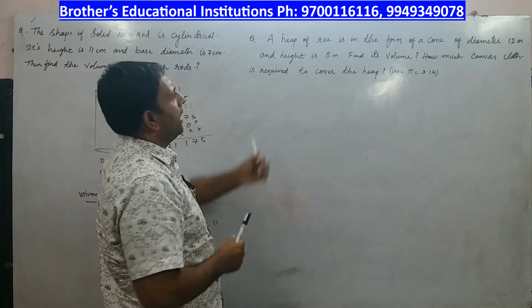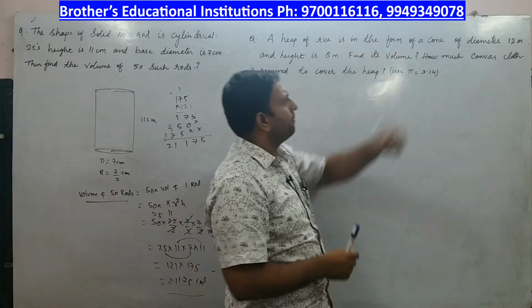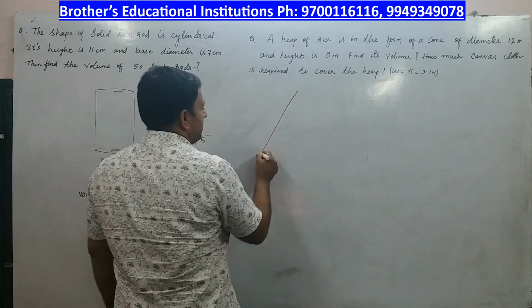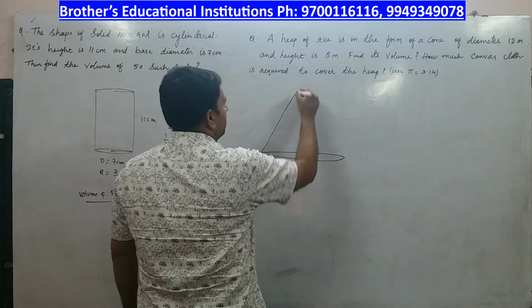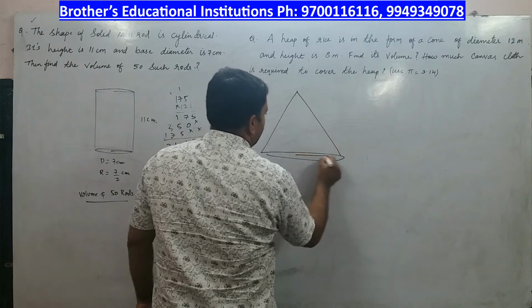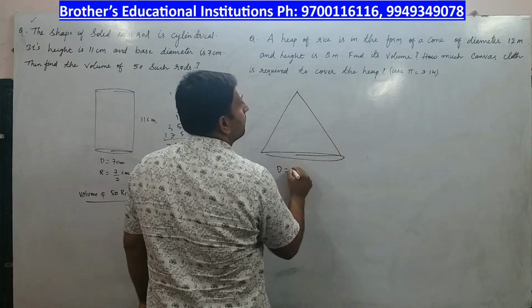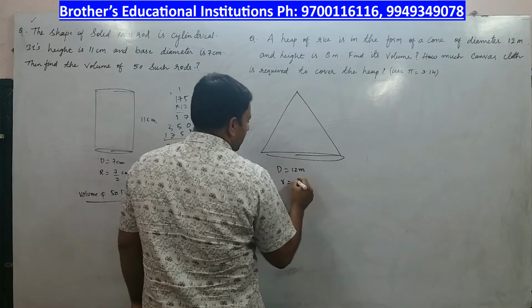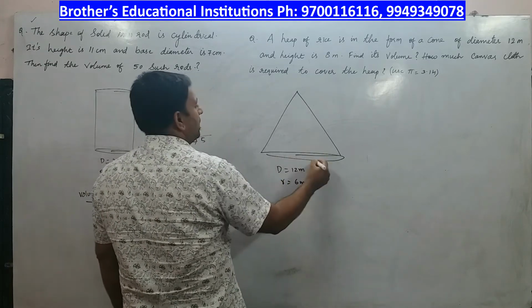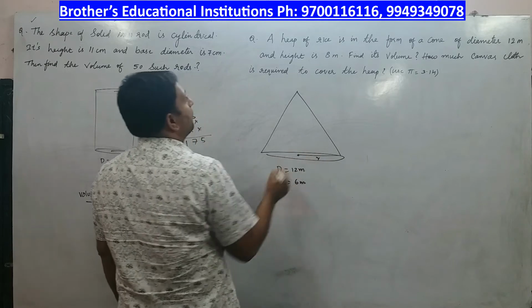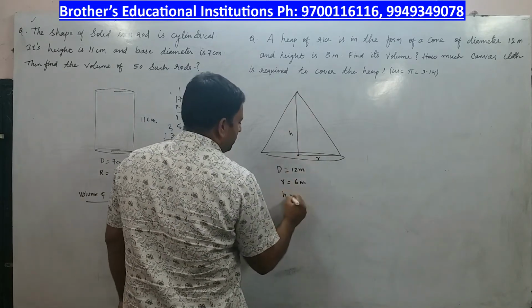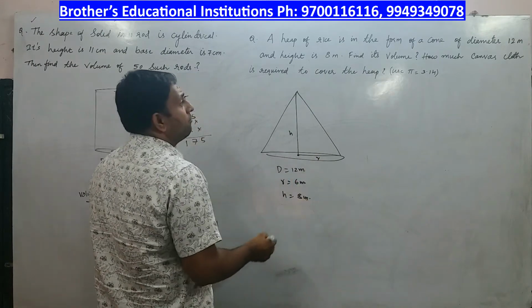A heap of rice is in the form of a cone of diameter 12 meters. There is a heap of rice, and the diameter here is 12 meters. So obviously the radius is equal to 6 meters. This is the heap of rice. After that, the height of the cone, h, is given as 8 meters. Find its volume.